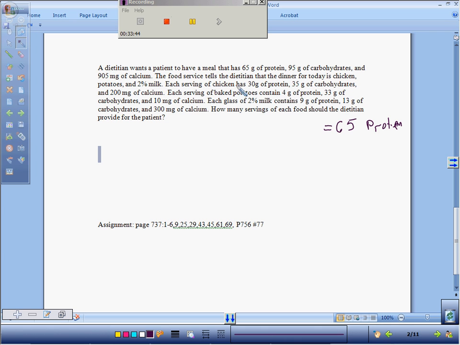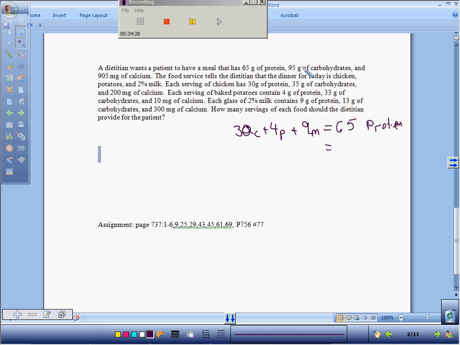Each serving of chicken has 30 grams of protein, so what you have is 30 for your chicken. Each serving of baked potatoes has 4 grams of protein, so you have 4 for your potatoes. And each glass of milk has 9 grams of protein, plus 9 for milk. You guys see where that equation comes from? This is all your proteins from your 3 different food groups, and this is how much protein you're allowed to have.